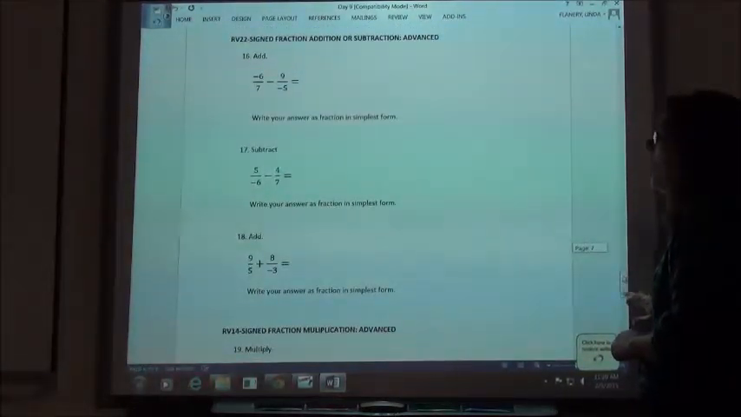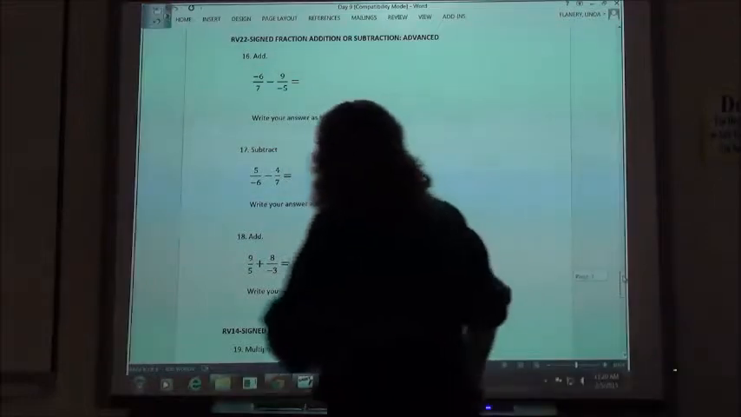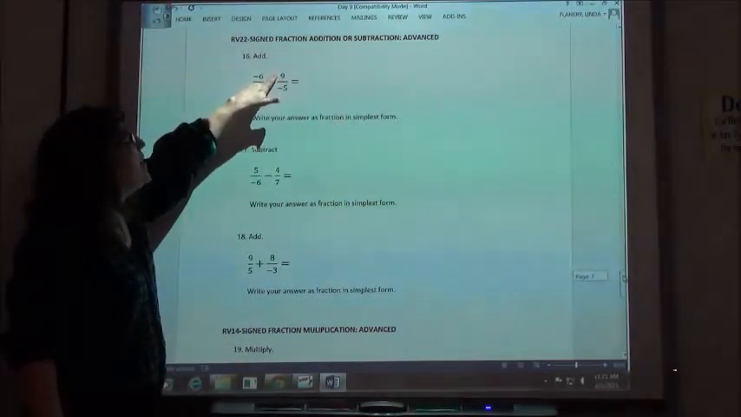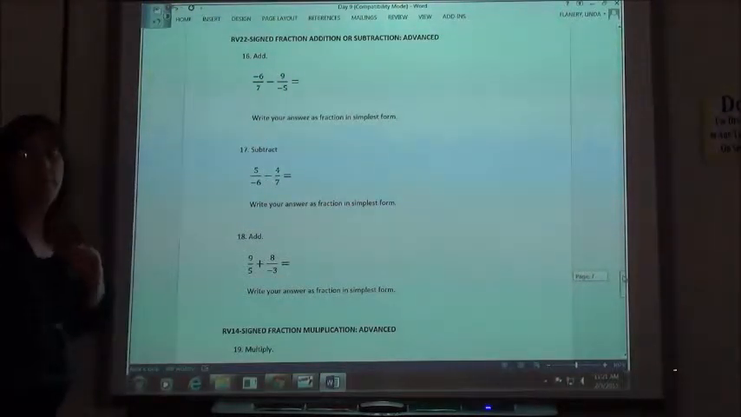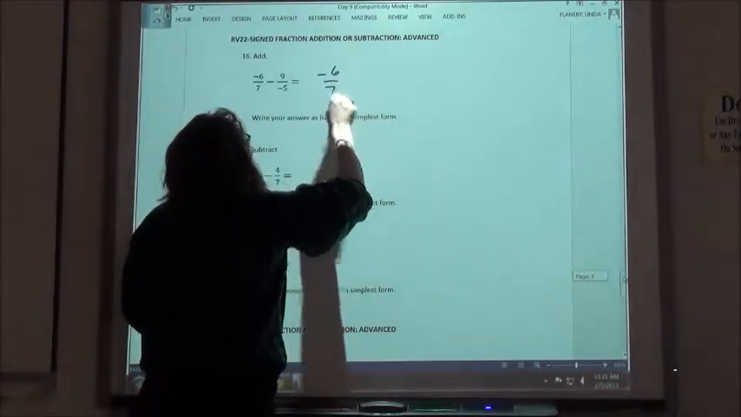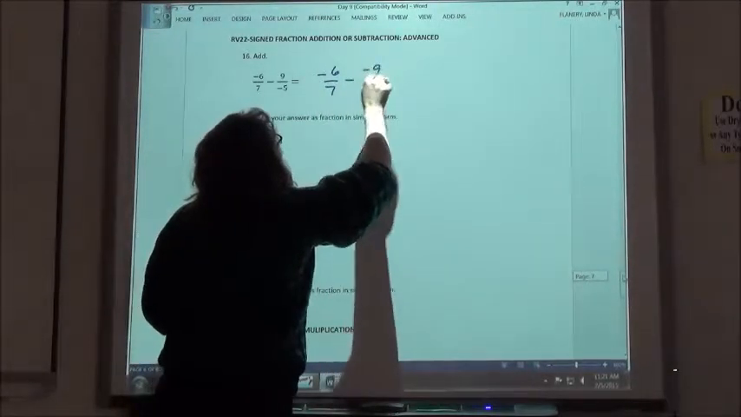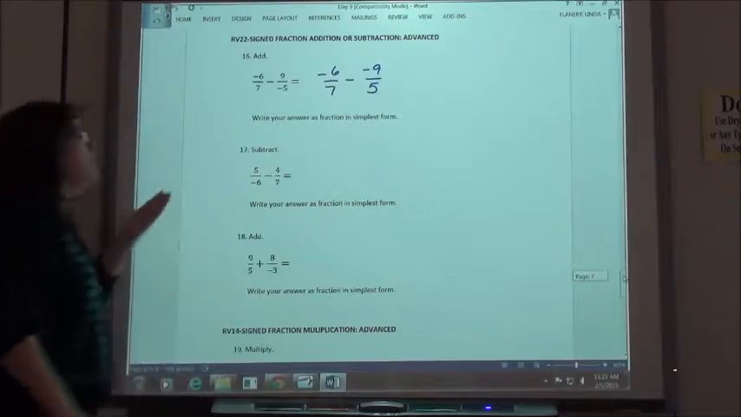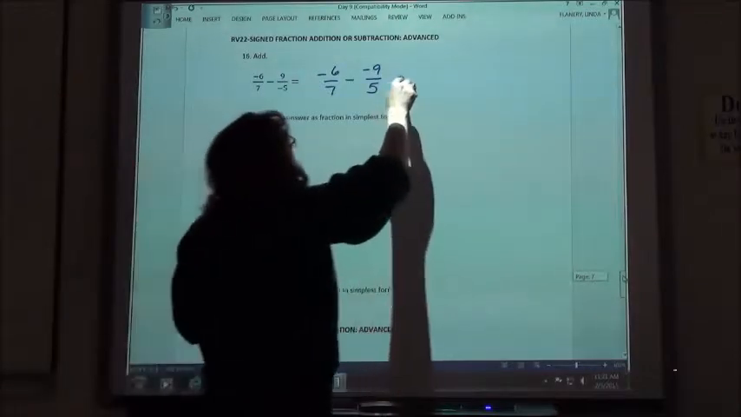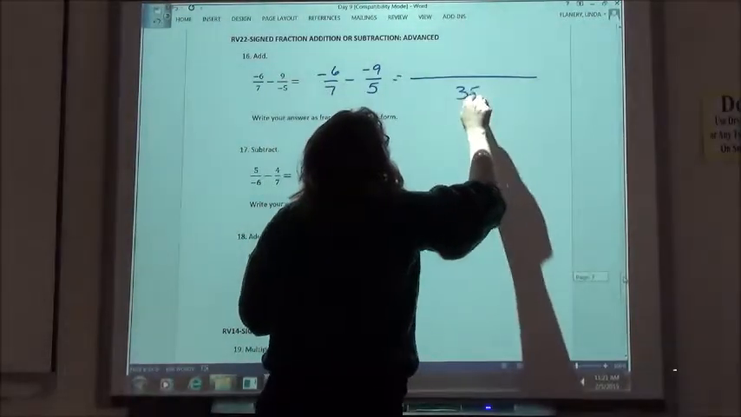Then we get to some more complicated ones. When we have these ones, if there's a negative on the bottom, I'm going to rewrite it and put it with the top number instead of the bottom number. So I'm going to have negative 6/7 minus negative 9/5. Notice, I did not flip my fraction. All I did was put the negative with the top number instead of with the bottom number. So that when I write my common denominator of 35, it's a positive value.